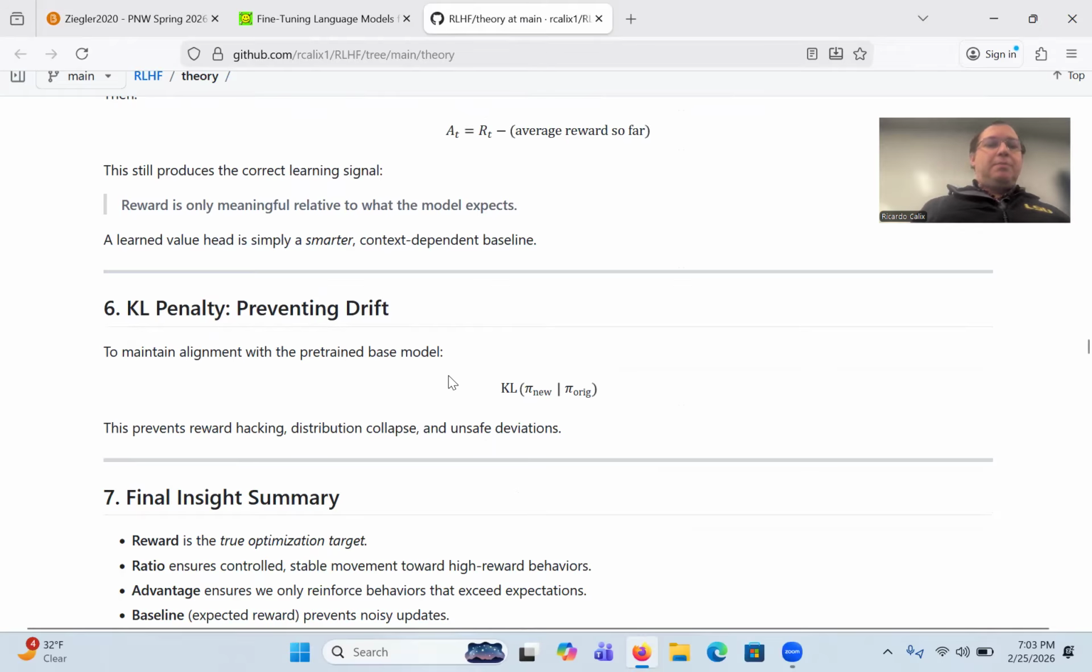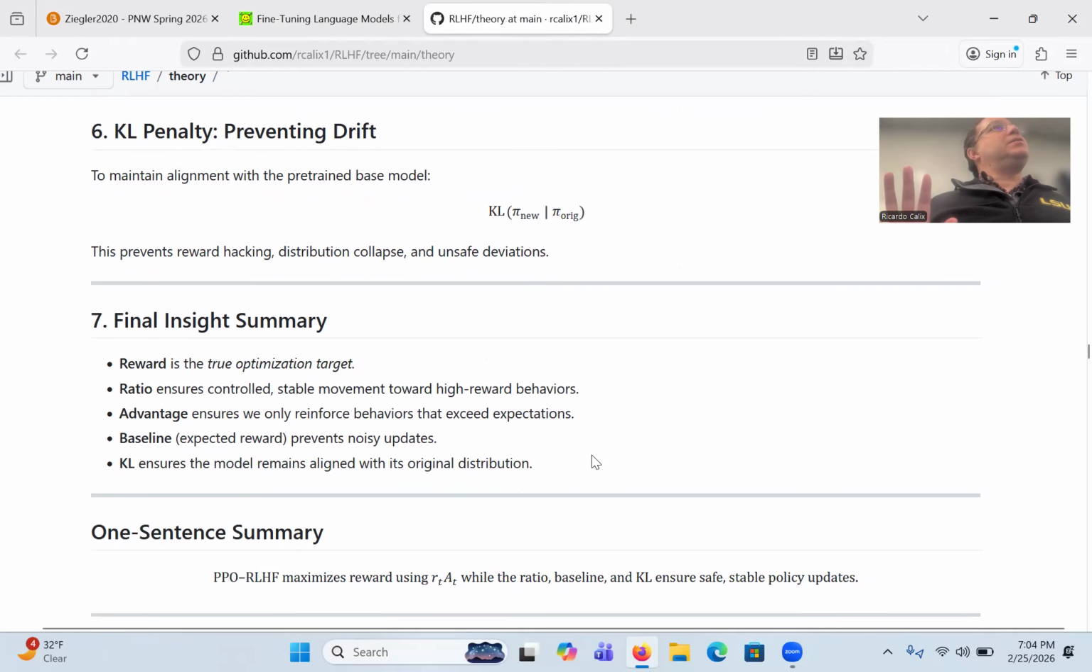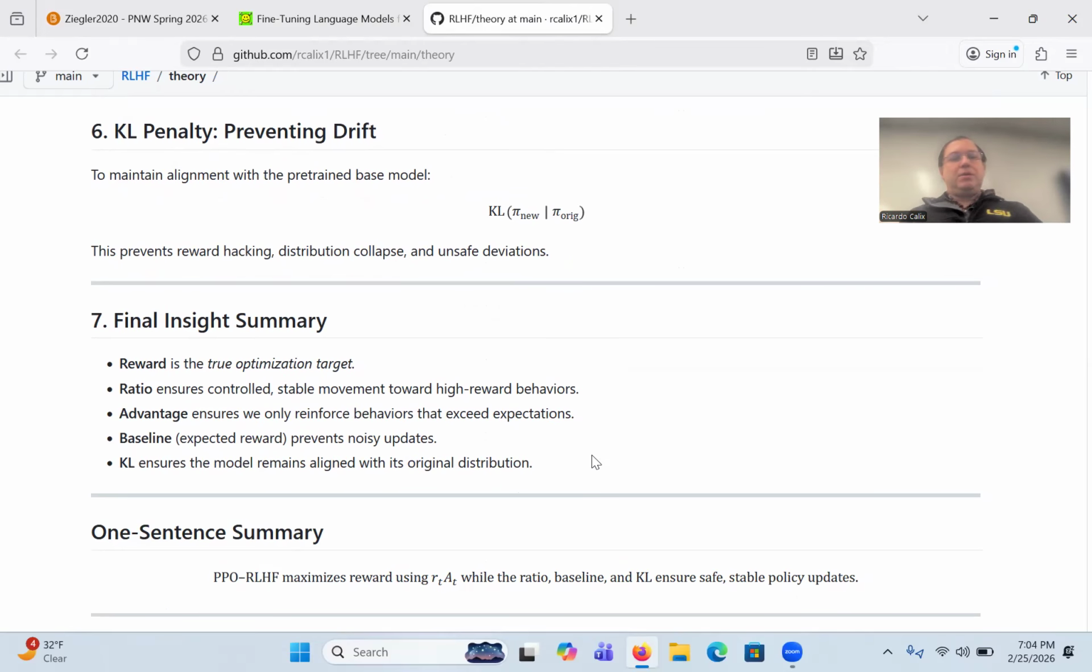So to maintain alignment with the pre-trained base model, this prevents reward hacking, distribution collapse, unsafe deviations, just complete deviation of this. Is this clear, guys? Does this make sense? All right, okay, good.